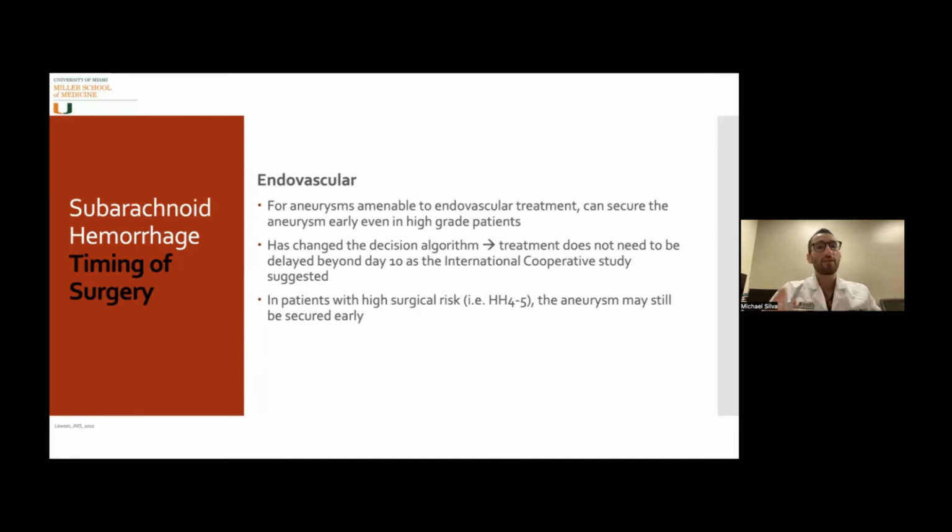Going back to our discussion of the timing of surgery, endovascular is a major breakthrough especially for high-grade patients, because you can imagine that you avoid the discussion of operating early for these high-grade aneurysms when the brain is so angry and swollen. And by treating them endovascularly, you don't have to assume that high surgical risk, and you can secure the patients early, minimizing the risk of rehemorrhage.